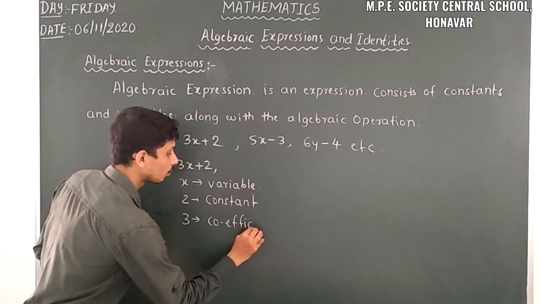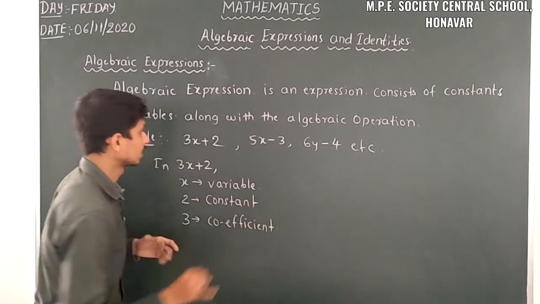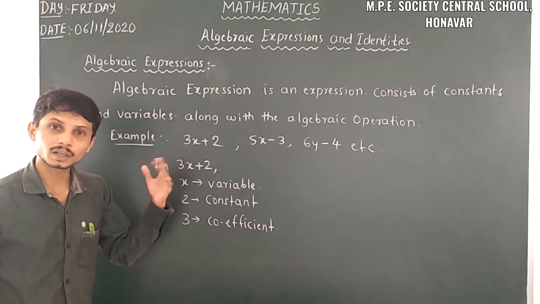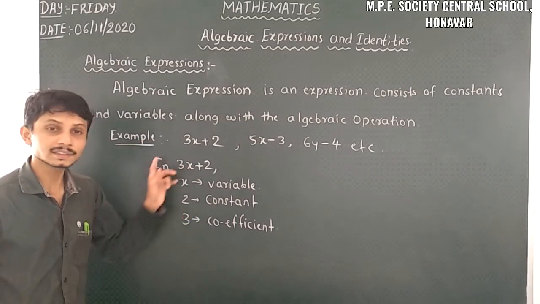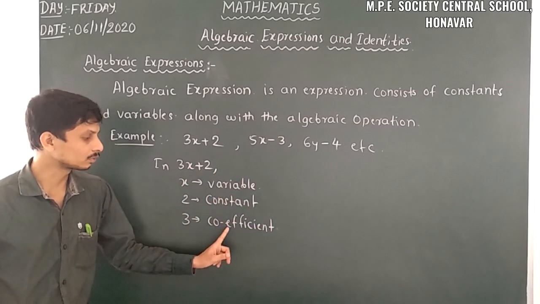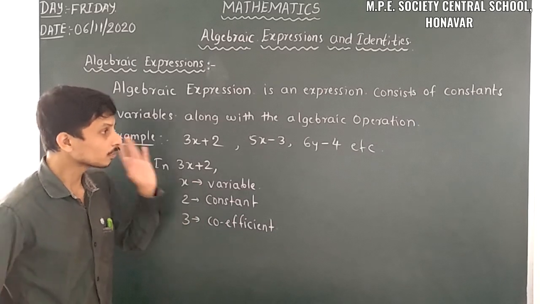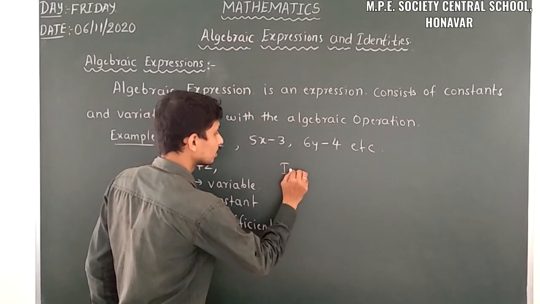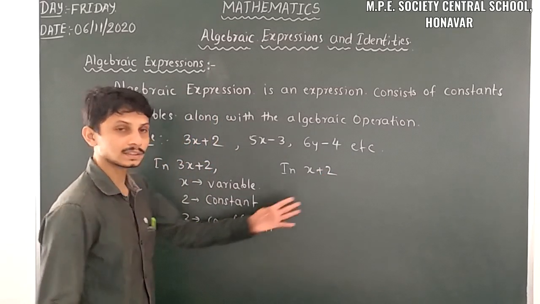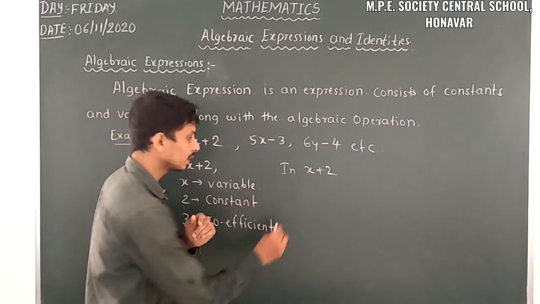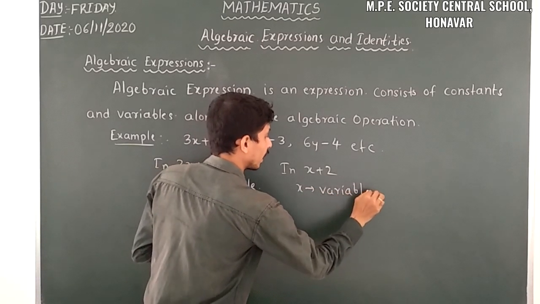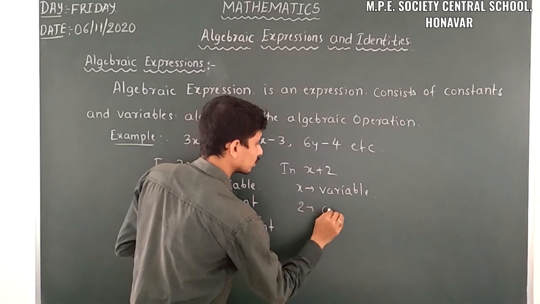So in an algebraic expression, whatever example we take, we have these three cases: one is the variable, one is the constant, and one is the coefficient. For example, in x plus 2, what's the variable here? Here x is the variable and 2 is the constant.